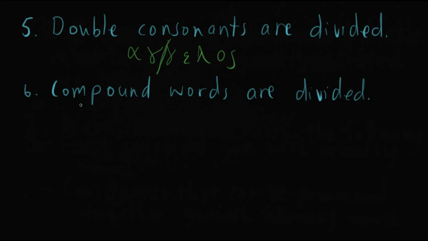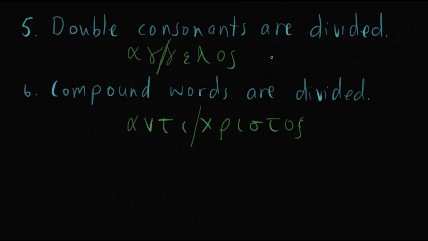And finally, number 6, compound words are divided. So the word antichristos. Antichristos. So notice here that the last sigma is this shape here. But back to our syllable rules. So the dividing line will be right over here. So it's a compound word. So it's two words combined to form a compound word.